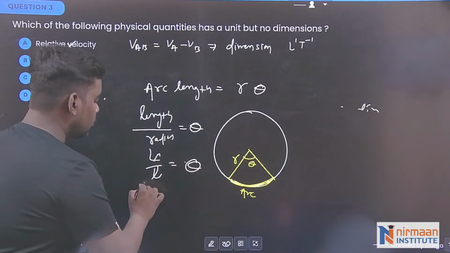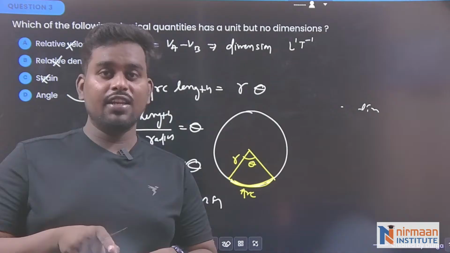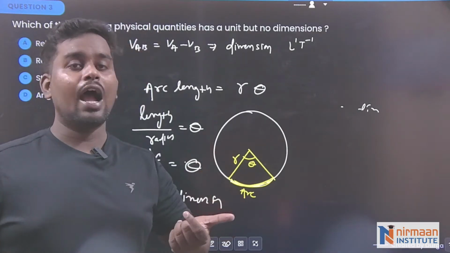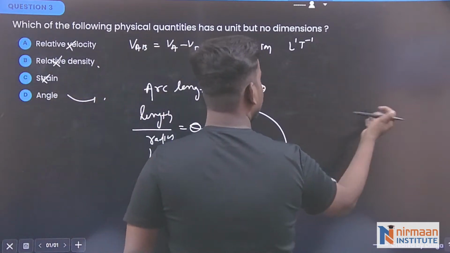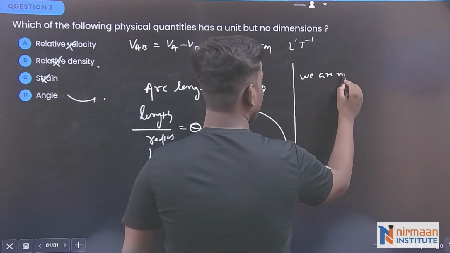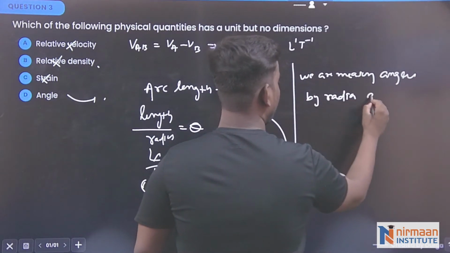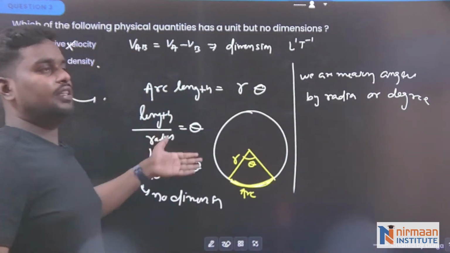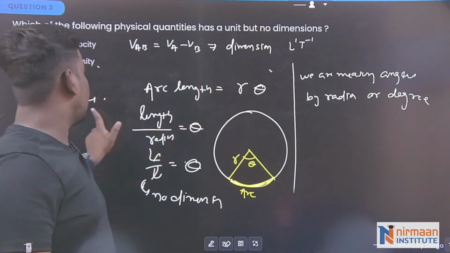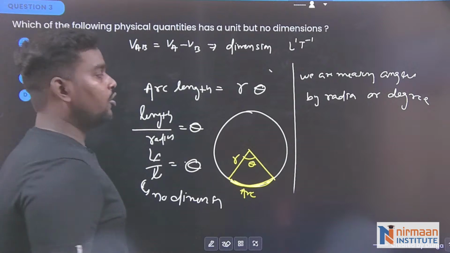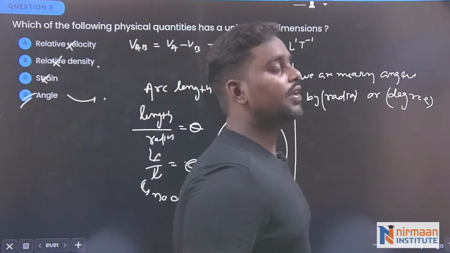So theta is L by L, so no dimension. But please remember, for angle there is no dimension but there is a unit. How are we measuring angles? By radians or degrees. So by this we get to know that there is no dimension here, but there is a unit. What did the question say? Has a unit but no dimension. That means no dimension, but the unit is radian or degree. So the answer is option D. Please remember it, it is very important.